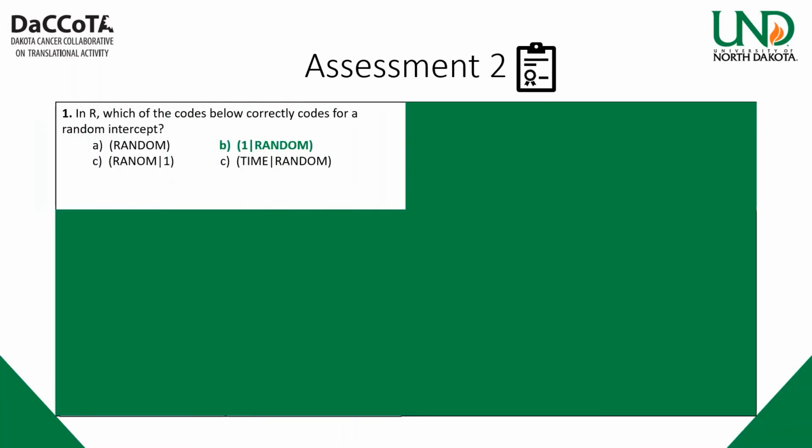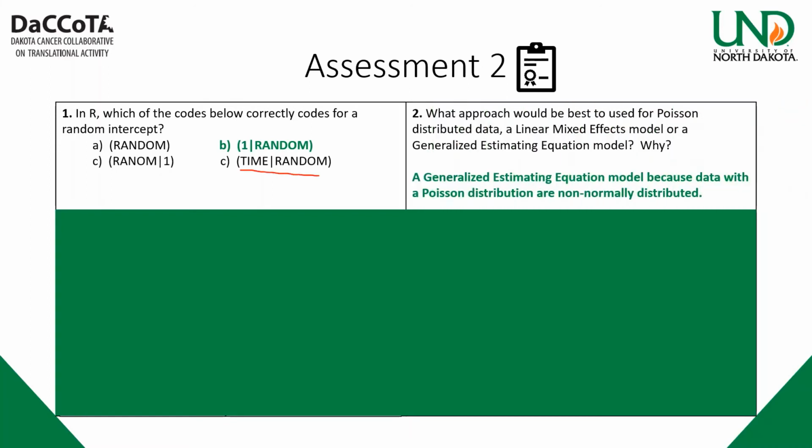Okay then, so for one, if you want to have just a random intercept alone, you'd have 1 bar random. If you want slope and intercept, you'd use C. For this one, since we're using Poisson data that's non-normal, we want to use a generalized model because it's not normally distributed. Of course, you could also use a generalized linear mixed model, because we can see here that there's a lot of overlap between a lot of these more advanced procedures.